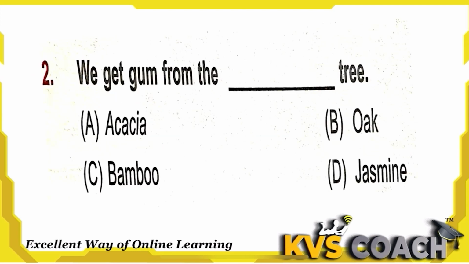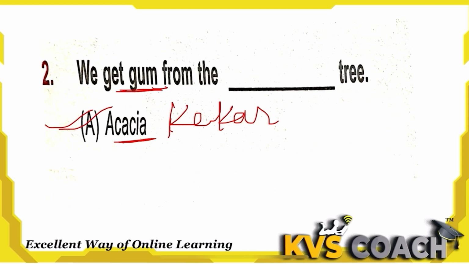Question 2 is, we get gum from the dash tree. Option A acacia, option B oak, option C bamboo and option D jasmine. So acacia is the tree from which we get gum. This is also known as kikar tree in local language. So option A is the right answer for getting gum.